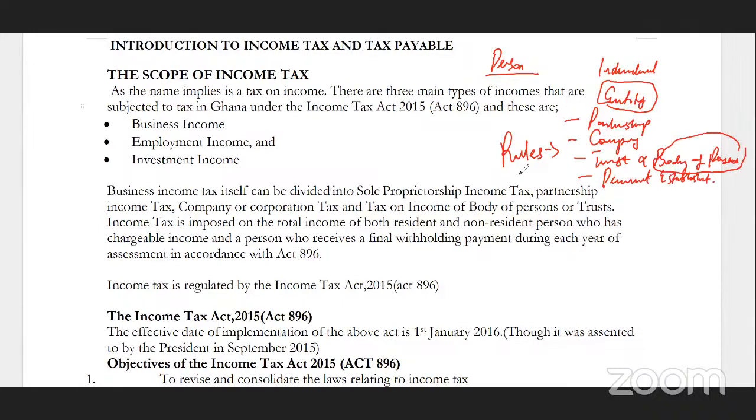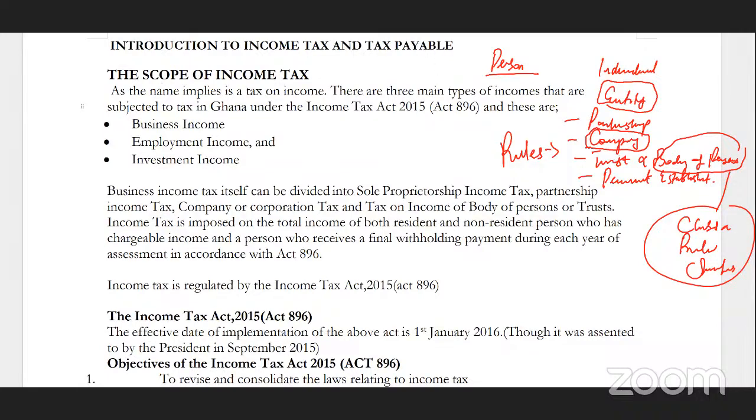So we have trusts and other bodies of persons, and these bodies of persons are the clubs and societies, the building societies, the charities. They are all here. But mostly, the law defines these other entities as a company under Section 133 or Section 129 as well. Do you understand? So these are the rules that you have to understand, that we are going to tax someone on his income, and that becomes his tax base.